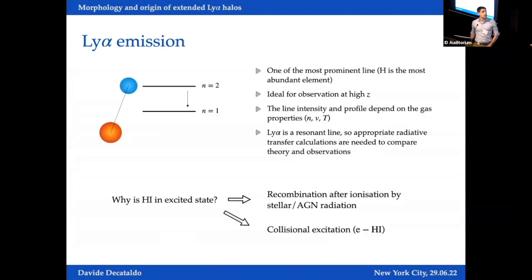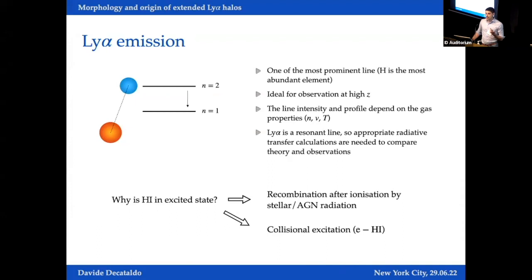Lyman alpha is the line following the transition in hydrogen from the first excited level to the ground level. It's not a surprise that this line is very important, because hydrogen, of course, is the most abundant element. And since it depends on many of the properties of the gas, like its density, temperature, and velocity, it can be a very powerful tool to understand the properties and structure of galaxies. The problem is that to study this line, we have to understand properly how the line is produced and how it is scattered around the interstellar medium.